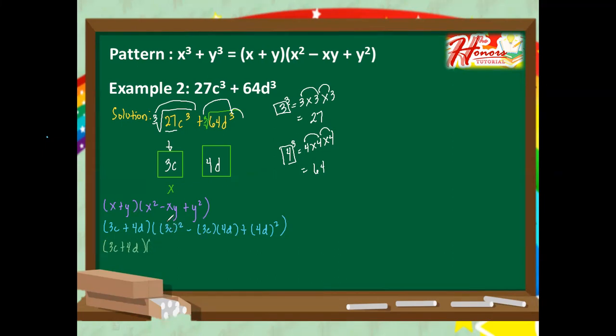Raise 3c to 2. So that's 3 squared. 3 squared meaning 3 times 3, that's 9. And then c raised to 2 is c squared, minus 4 times 3, 12. C times d, cd. Write it alphabetically, don't forget that. Plus 4 squared, that's 16. D squared, that's d squared. And that's it. These are the factors of 27c cubed plus 64d cubed. And it is the quantity of 3c plus 4d times the quantity of 9c squared minus 12cd plus 16d squared.